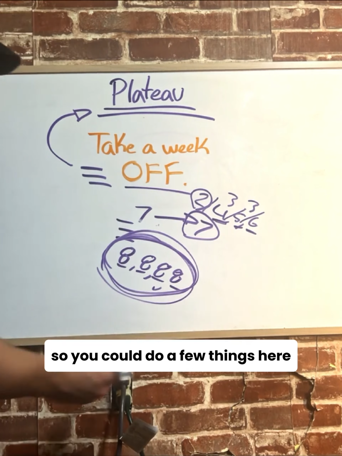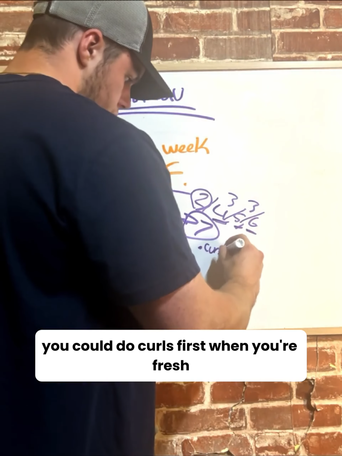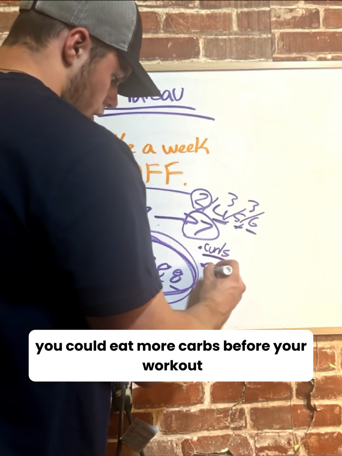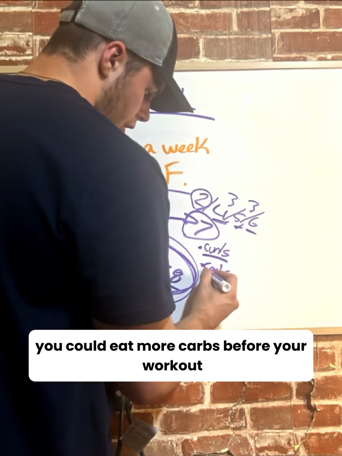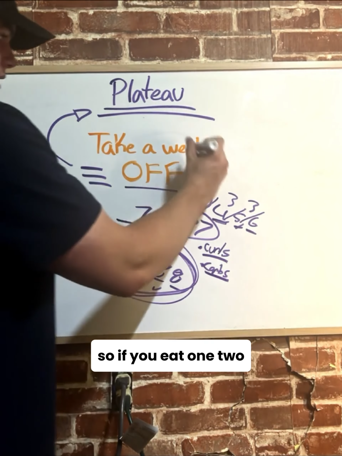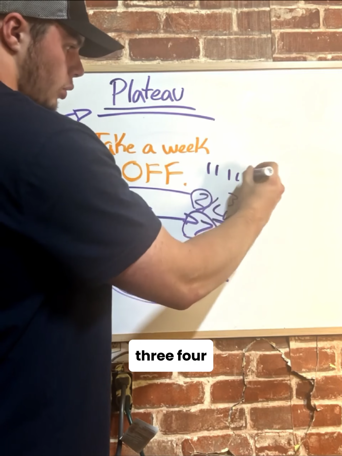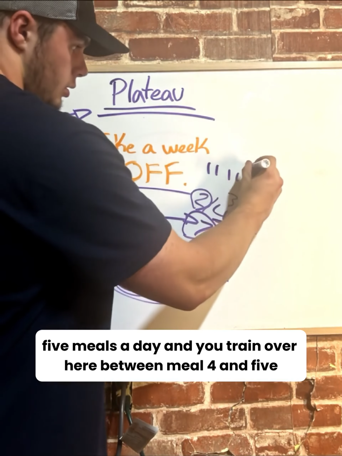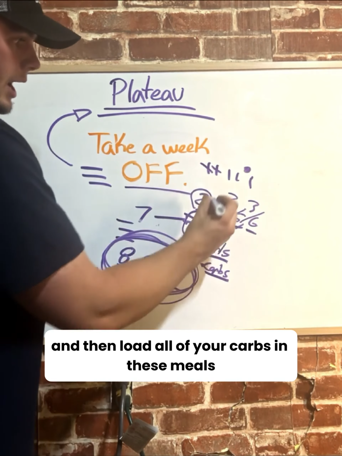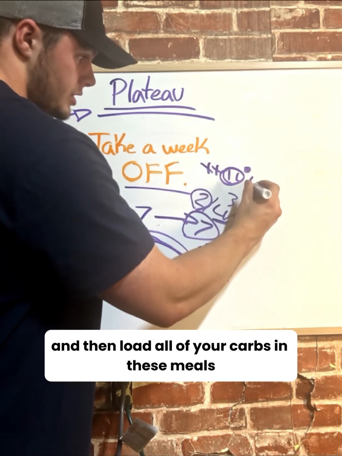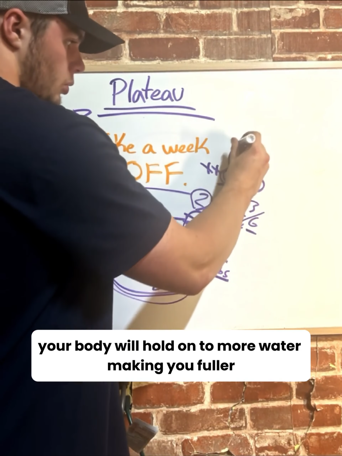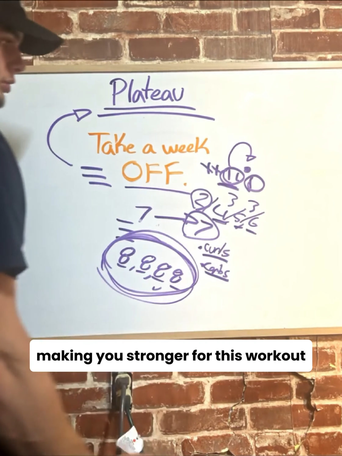So you could do a few things here. You could do curls first when you're fresh in the workout and as strong as you could be. You could eat more carbs before your workout, so eat fewer carbs earlier in the day or further out from your workout. So if you eat 1, 2, 3, 4, 5 meals a day and you train between meal 4 and 5, have little to no carbs here, and then load all of your carbs in these meals and have a lot after as well. And so with these extra carbs, your body will hold on to more water, making you fuller, making you stronger for this workout.